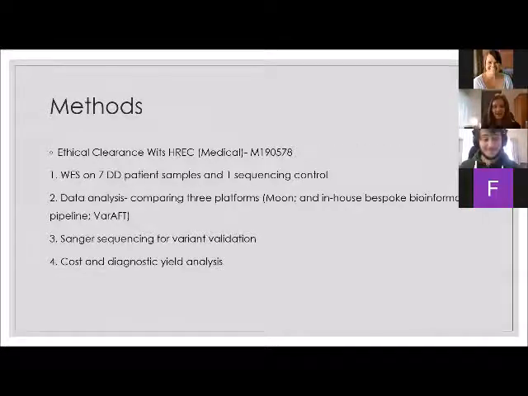Ethical clearance was received from the WITS Human Research Ethical Committee, and we then performed whole exome sequencing on 7 DD patient samples and 1 sequencing control. Data analysis was then performed across 3 investigative platforms that were later compared. We performed Sanger sequencing for variant validation and to determine the mode of inheritance of prioritized variants, and lastly performed a cost and diagnostic yield analysis.